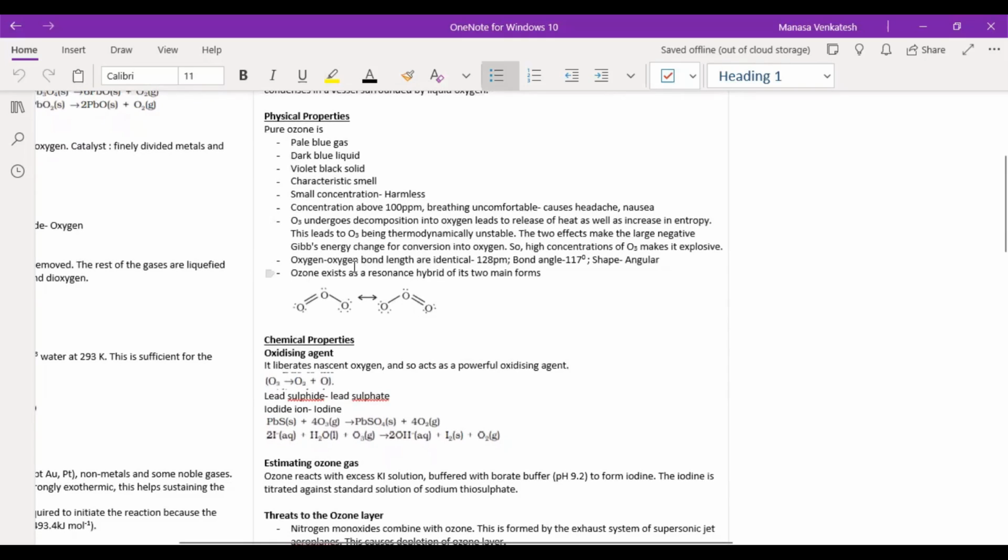The oxygen-oxygen bond length is almost similar. So it's 128 picometers, and the bond angle is 117 degrees, and the shape is angular. So it exists as a resonance hybrid of these two forms rather.